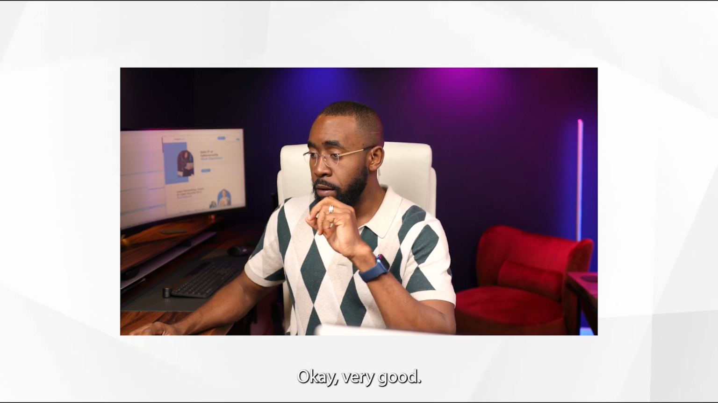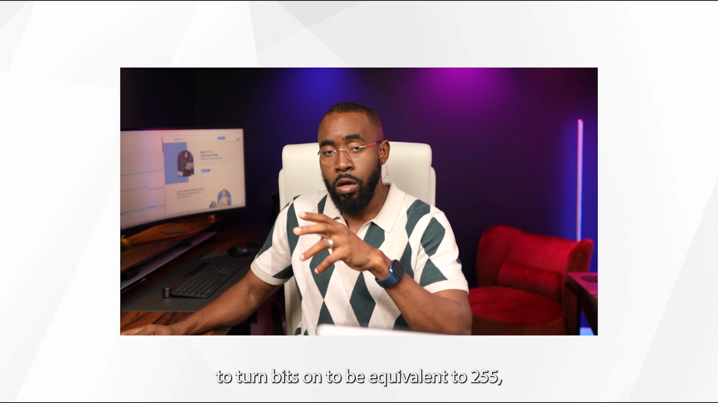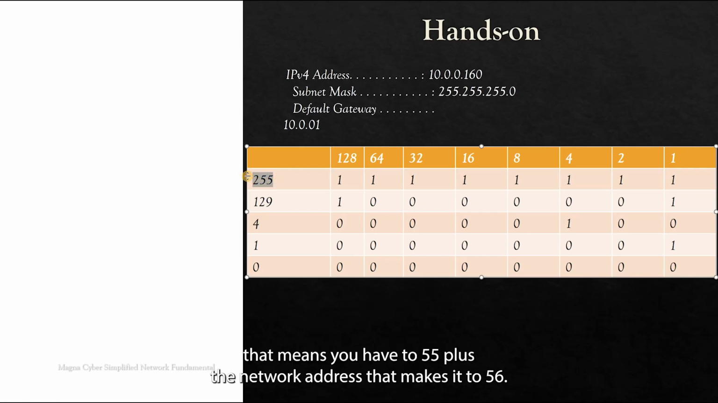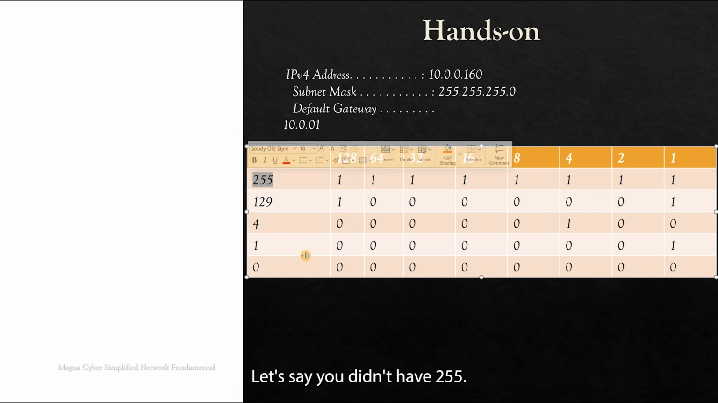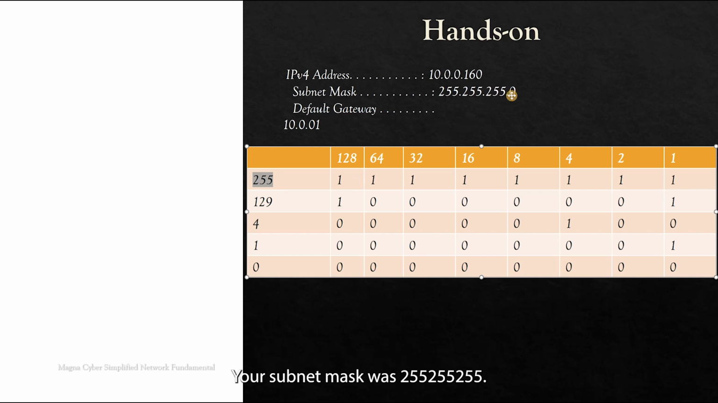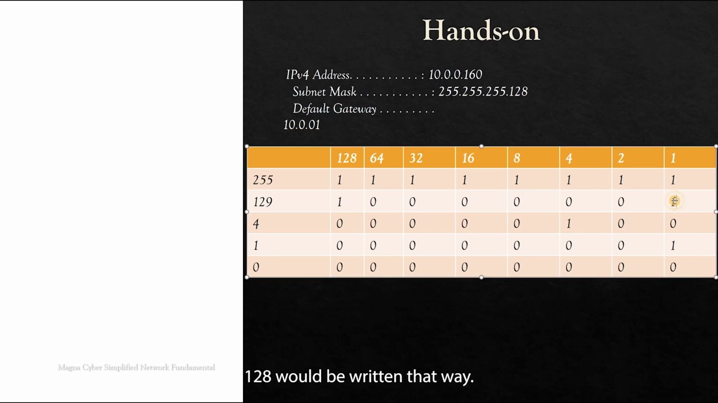Okay, very good. So if you have the possibility to turn bits on to be equivalent to 255, that means you have 255 plus the network address, that makes it 256. Let's say you didn't have 255. You had the possibility of turning bits on. Let's say over here, your subnet mask was 255.255.255.128. So we already know how to write 128. 128 would be written that way, right? 0 here, and that is exactly 128.